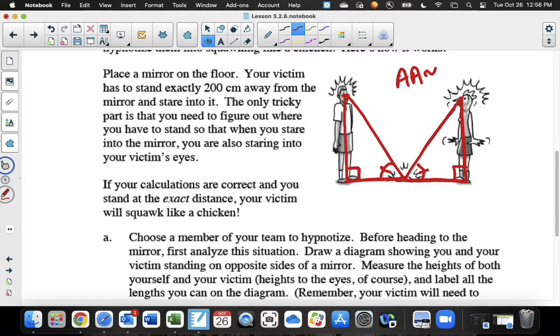Assuming that these people are standing straight up. Okay. Well, in this case, in order for this to work, we have to. So we do end up with angle because of that exact reason.